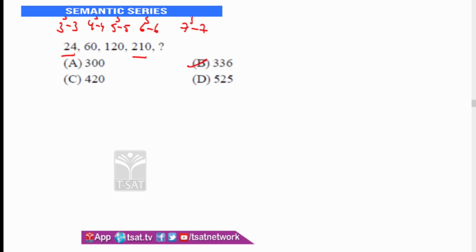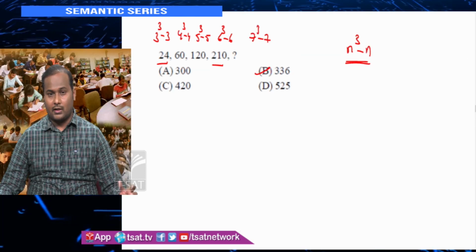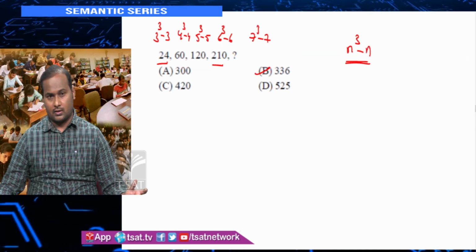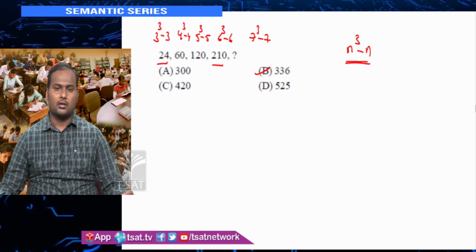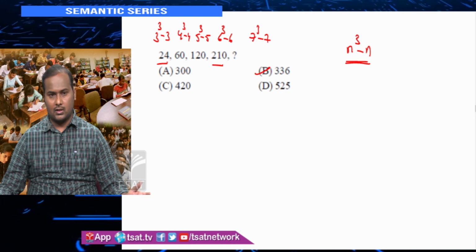So, your answer is 336. So, what is the format? The format of this question is n cube minus n. In this question also you can take the difference, then also you will get the answer. I said that if the question format is near the values of squares and cubes, then you take the difference, then also you will get the answer.